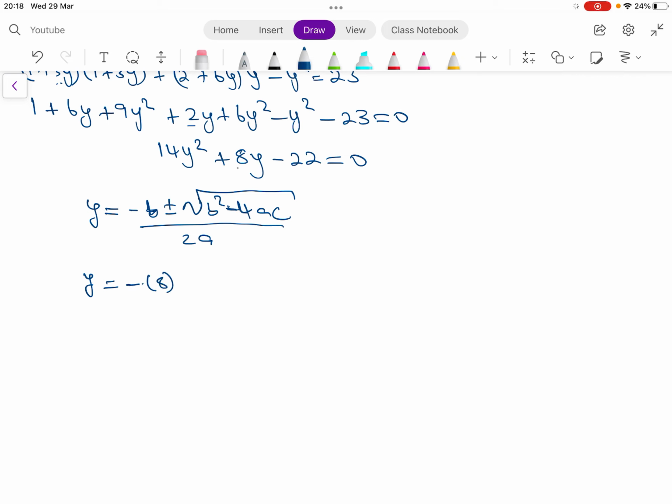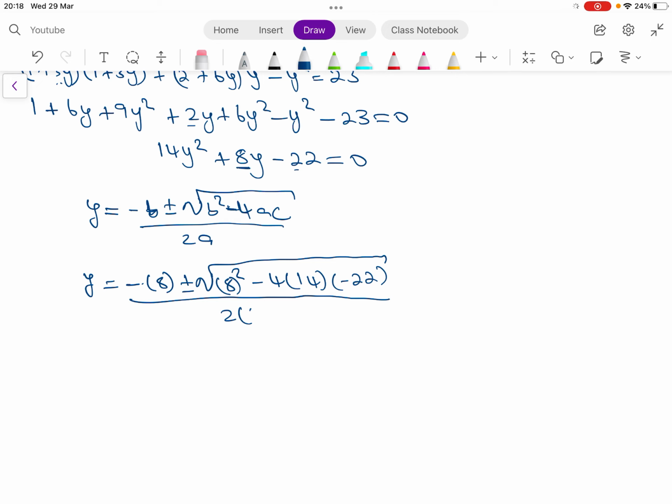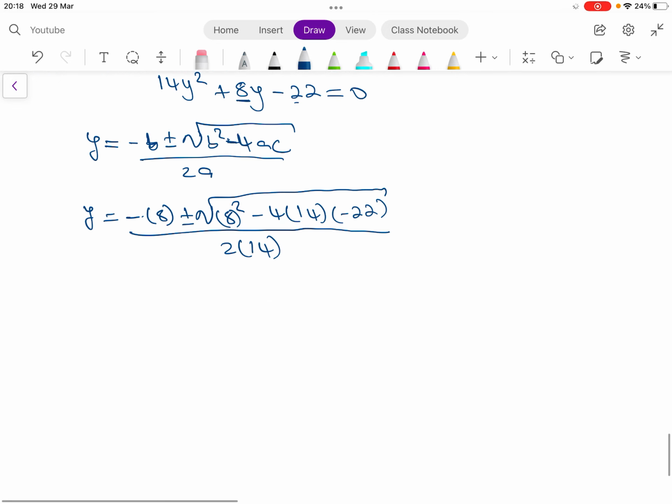Okay, b is our 8 there, c is negative 22, and a is 14. So, minus 8 plus or minus the square root of 8 squared minus 4 times a, we're gonna put 14, c we're gonna put negative 22, and we take the square root of everything. We divide everything by 2 times the a, which is 14. That means y is equal to 1, or, what is happening, y is equal to negative 11 over 7. I hope that's what you get on the calculator.